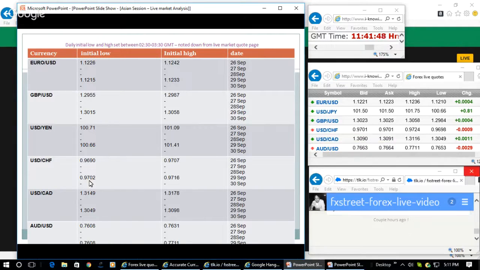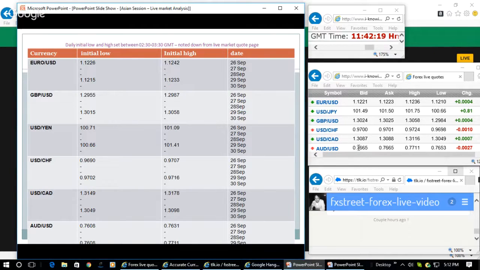Then in the case of CHF, 9702 is the initial low. They just breached the low, came down to 9698, and 9716 was the initial high. They just breached it and went up to 9724 and then came down and are holding around the 97 level, slightly below the initial low.